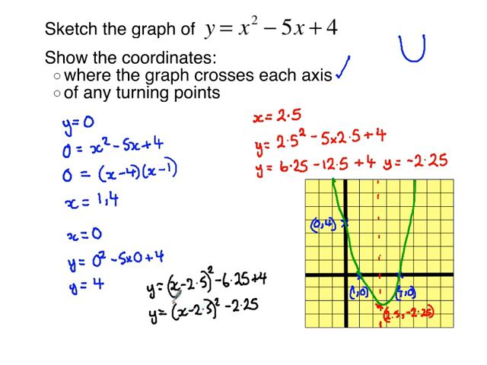So this will have its minimum value when this bracket is worth nothing. In order to make that bracket worth nothing, that would have to occur when x is 2.5. And if x was 2.5, then obviously the bracket would be worth nothing. And as a result, y would equal minus 2.25. And that is what we've already got there.